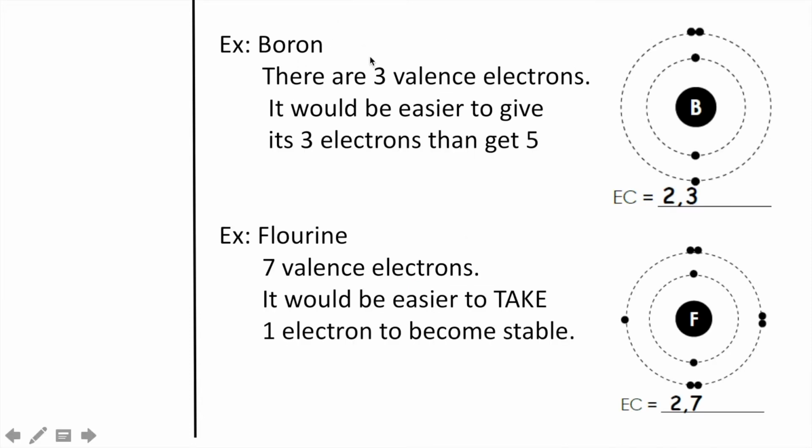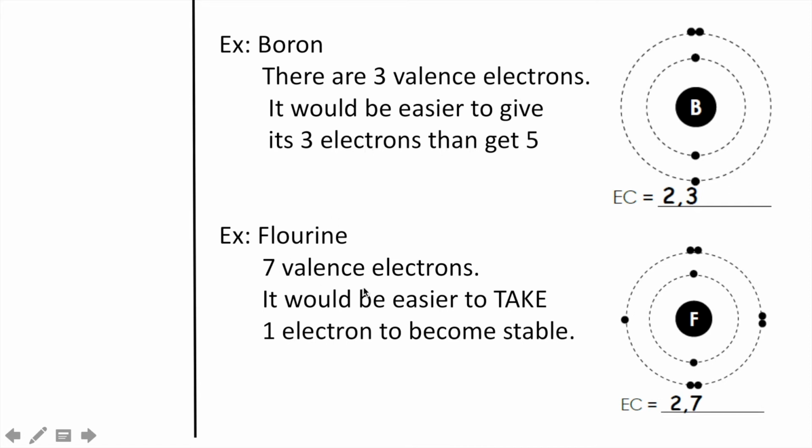Let's look at boron. We know that boron has a total of 5 electrons from looking at the atomic number on the periodic table. The electron configuration for boron is 2, 3, which means that in its first shell we have 2 electrons, and then we have the remaining 3 electrons, which are known as the valence electrons, in the outer shell. So we have 1, 2, and 3. In order to get to 8 in this valence shell, it would be easier for this atom to give its 3 electrons than to try to get 5 electrons from another place.